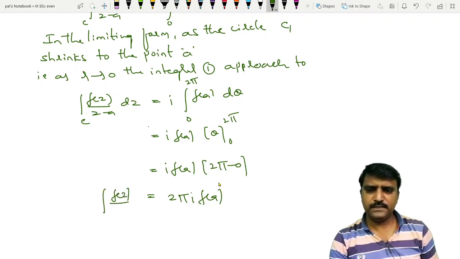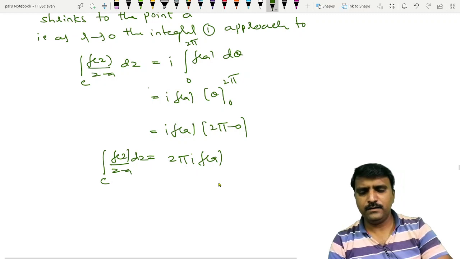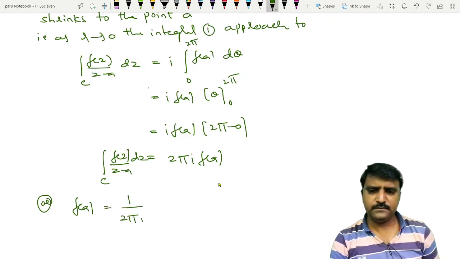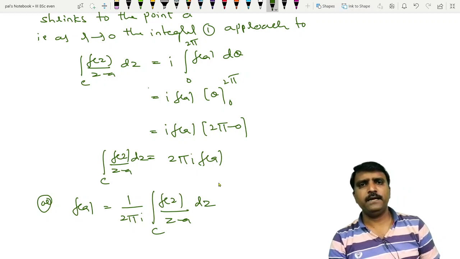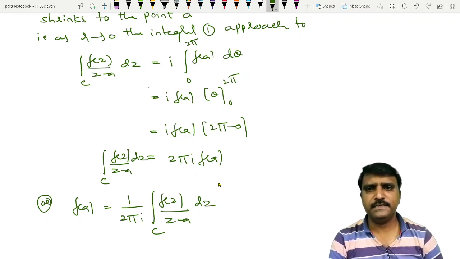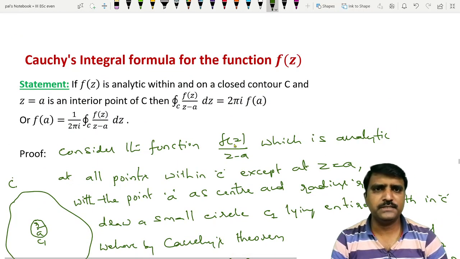Integration of f(z)/(z−a) dz over C is equal to 2πi times f(a), or you can write f(a) is equal to 1/(2πi) times the integration of f(z)/(z−a) dz over C. This is Cauchy's integral formula. Once again, yes, we need to prove this formula.